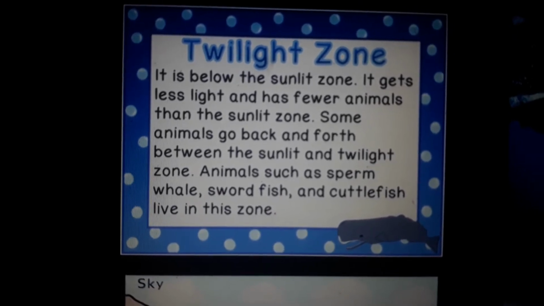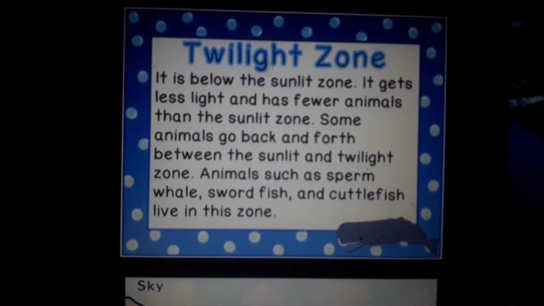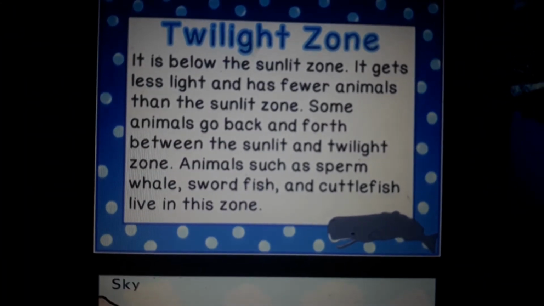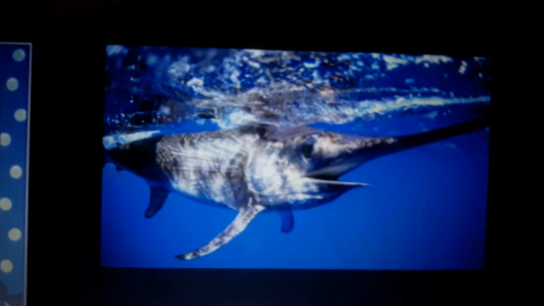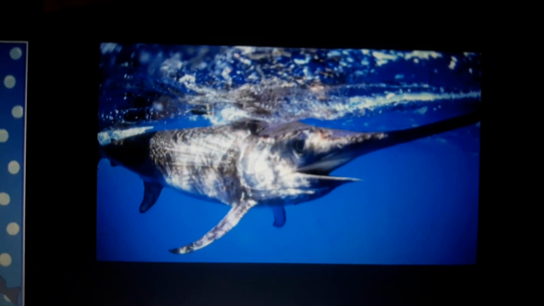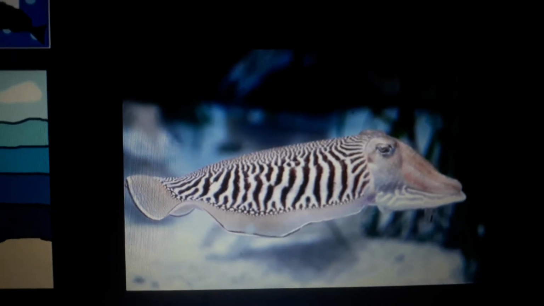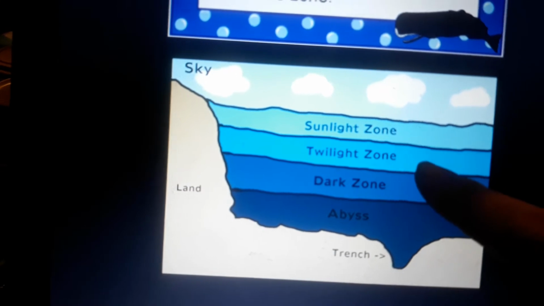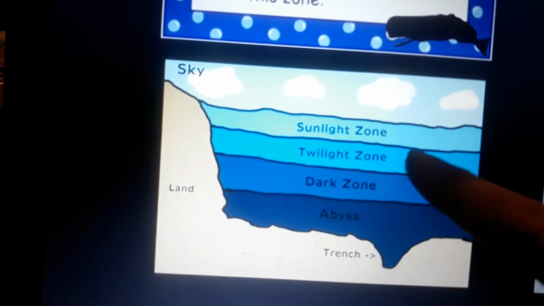Some animals go back and forth between the sunlight and twilight zones. Animals such as sperm whale, like this guy down here, swordfish, like that guy right there, isn't he beautiful? And cuttlefish, like this one, live in this kind of a zone. And here you can see, here's the sunlight zone, and the one we're talking about is right here. It's the second level down.